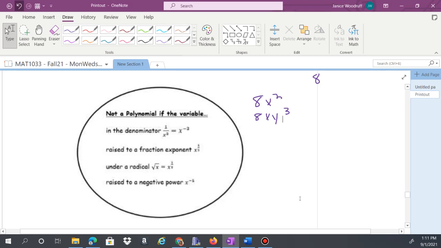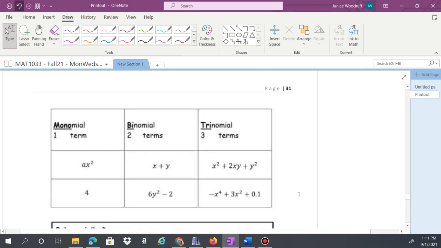All right, now you have some special types of polynomials. So poly, the root word for polynomial, poly is Greek root for many. Okay, so polynomial, technically many terms. But a polynomial can be anything. So all three of these here, these are all polynomials. These are just special names for them. So a polynomial with one term is a monomial, root word mono, meaning one. Okay, so ax squared and 4, both one term.